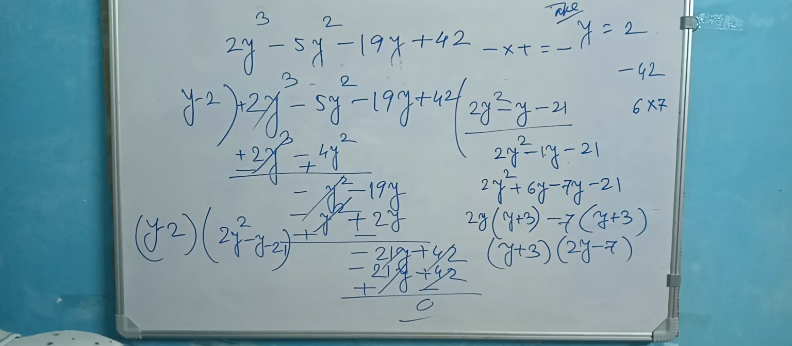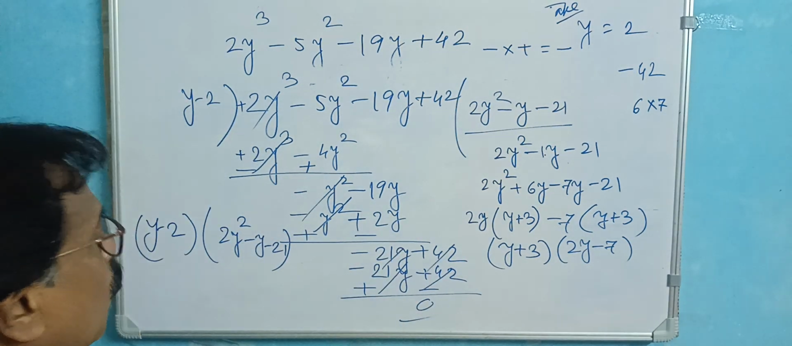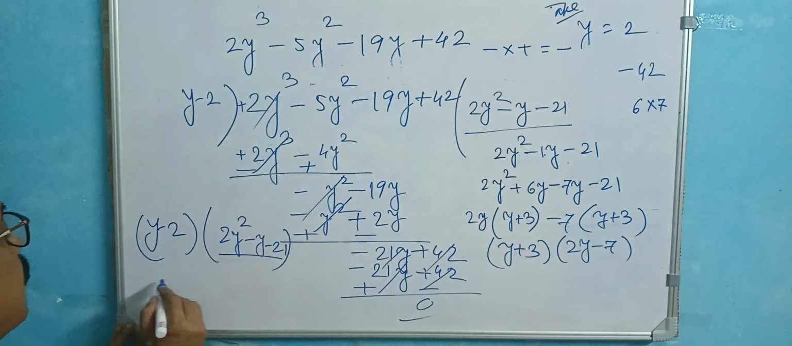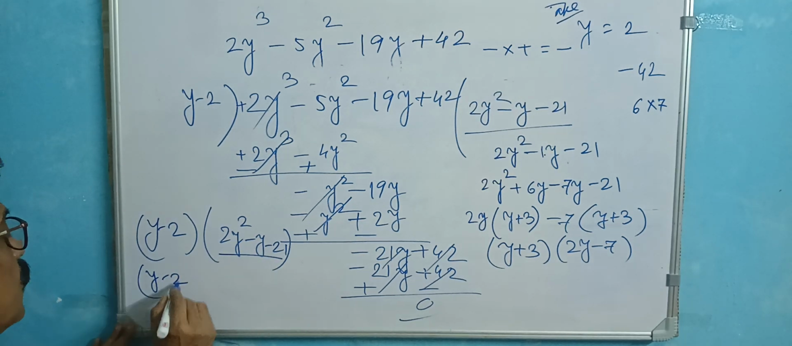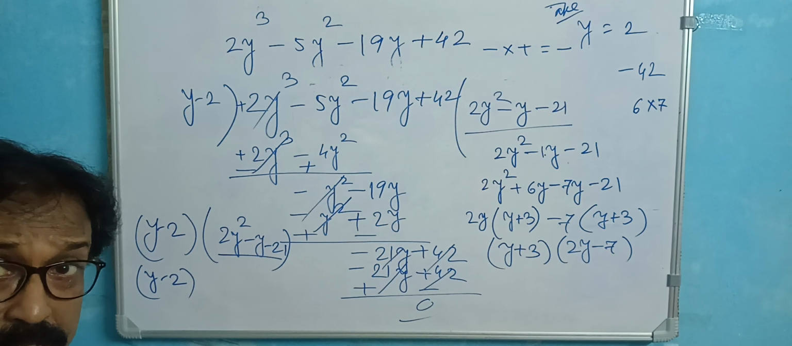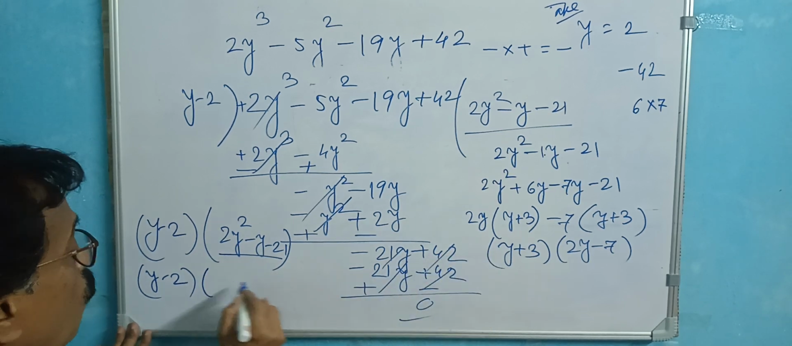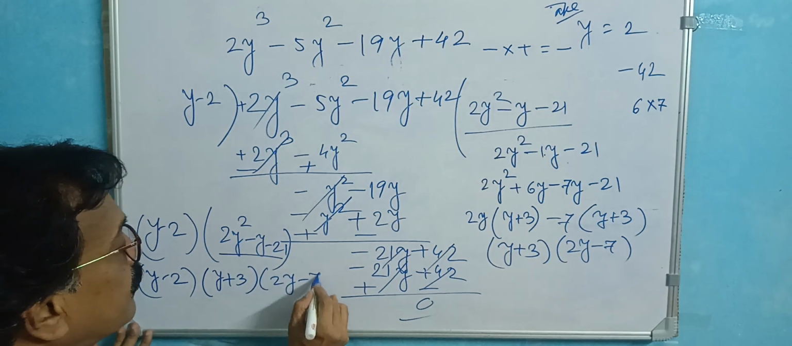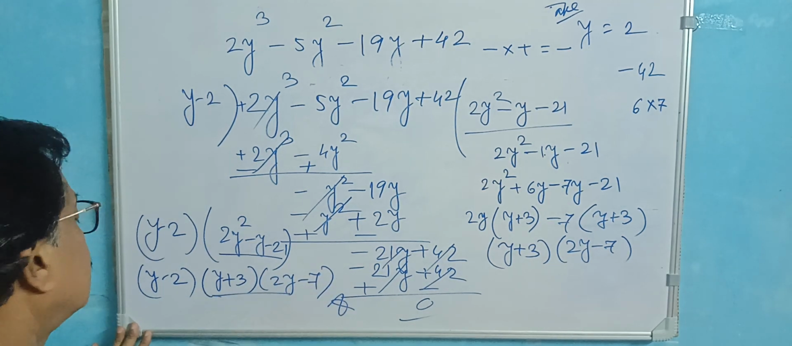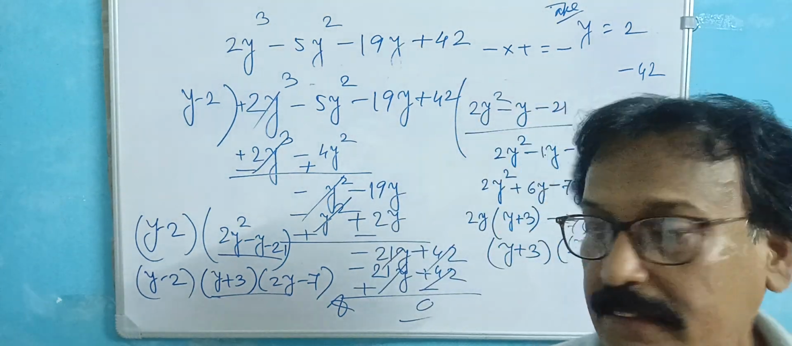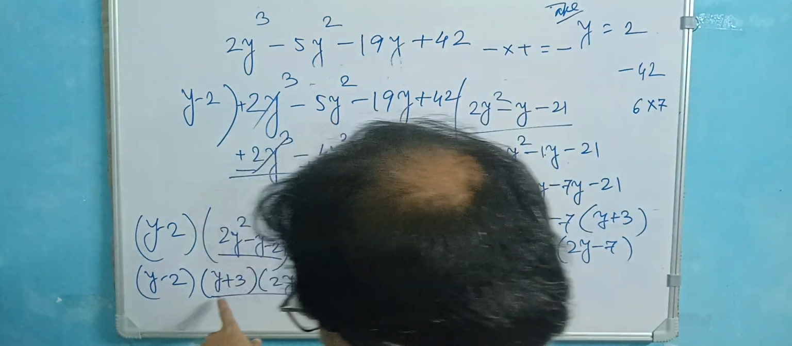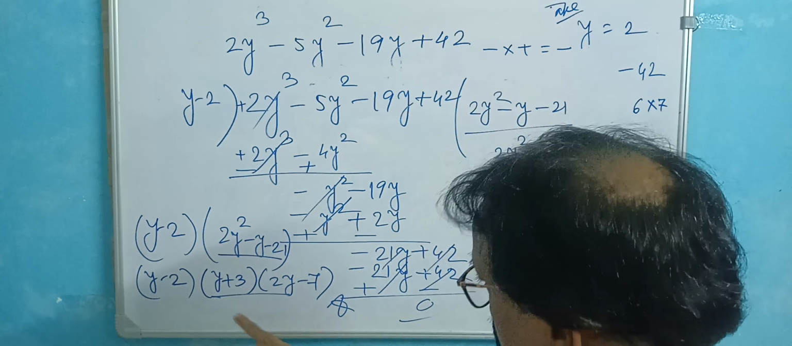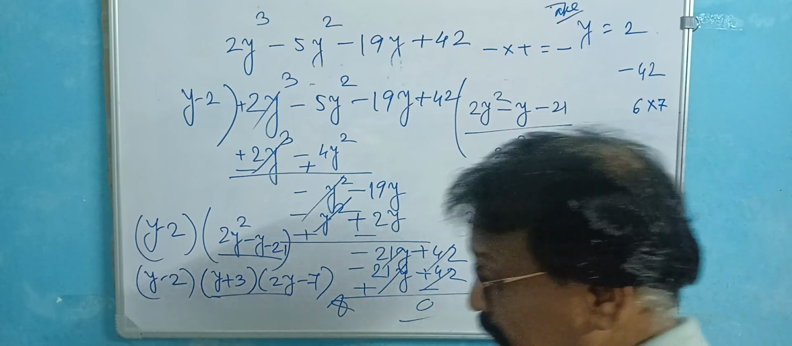Clear? So the ultimate answer is, what is the ultimate answer? Here is already y minus 2, this is okay. Y minus 2 is clear. Now the other is y plus 3, and this is 2y minus 7. This is the ultimate answer. Just y minus 2, this is already, and this is broken down to y plus 3 and 2y minus 7.